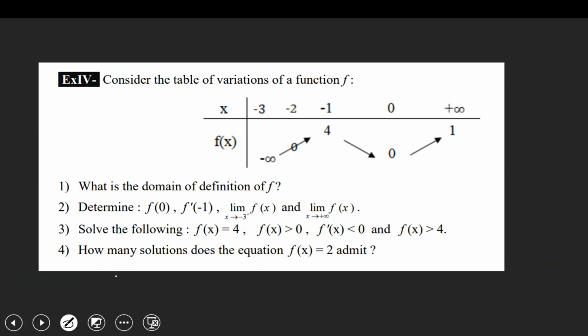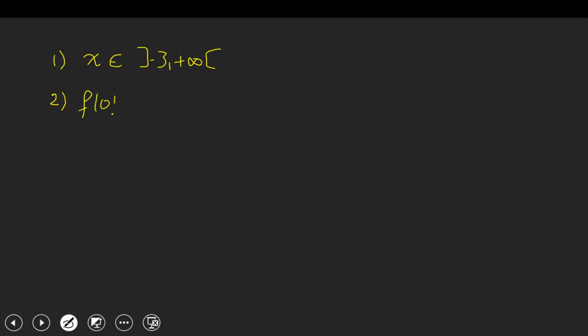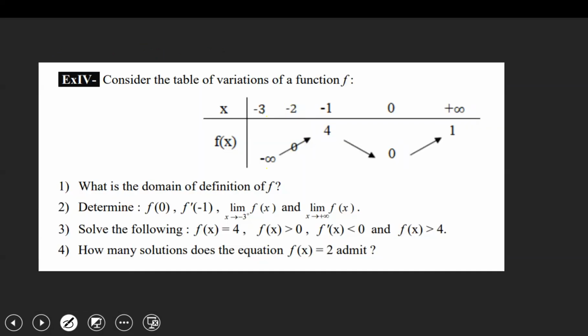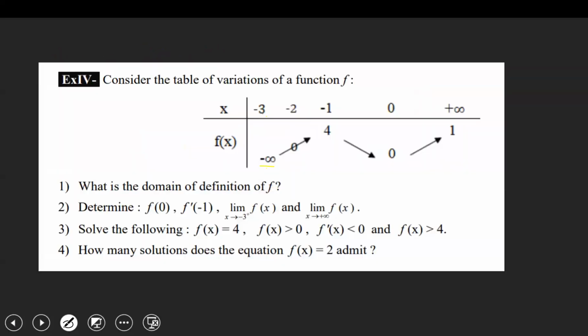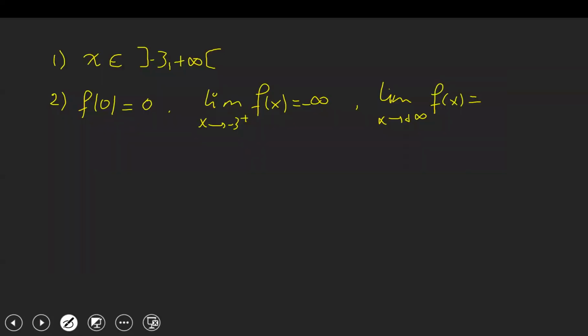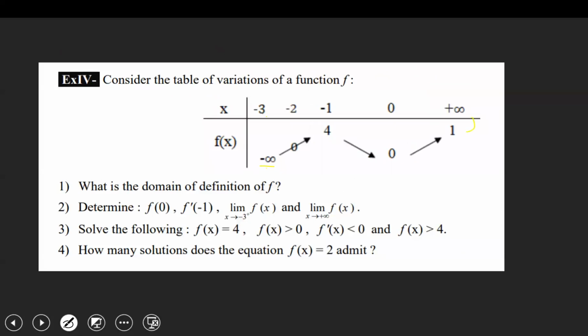First of all, f of 0 is the output of 0, which is 0. And also we have the limit as x tends to -3 to the right of the curve. As we see, at -3 to the right, the answer is minus infinity. And the limit as x tends to plus infinity of f of x. Let's look at plus infinity. The answer is 1. Okay, I can also specify whether it is 1 plus or 1 minus.